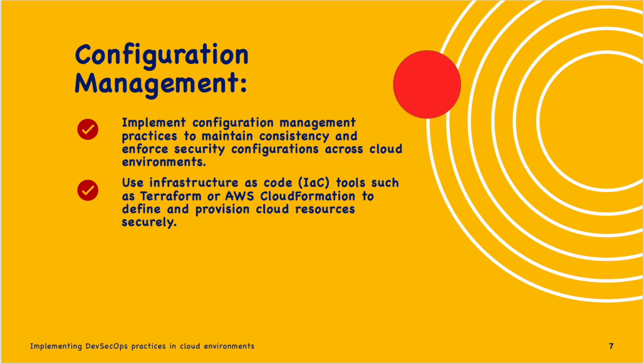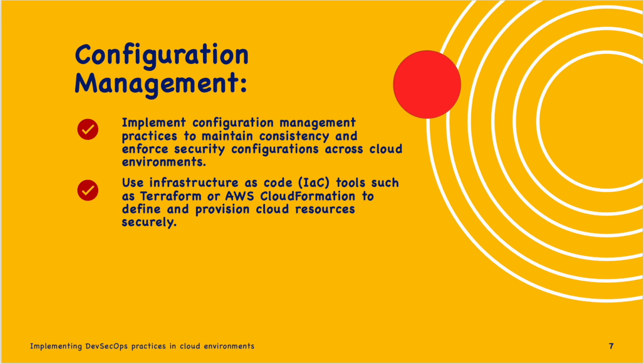Implement configuration management practices to maintain consistency and enforce security configuration across cloud environments. Use infrastructure as code tools such as Terraform or AWS CloudFormation to define and provision cloud resources. Implementing configuration management practices in cloud security for DevSecOps involves ensuring that cloud resources are provisioned, configured, and managed securely throughout their lifecycle. So use infrastructure as code principles to define cloud infrastructure configurations declaratively using code. Use IaC tools such as Terraform, AWS CloudFormation, or Azure Resource Manager templates to provision and manage cloud resources consistently and reproducibly.